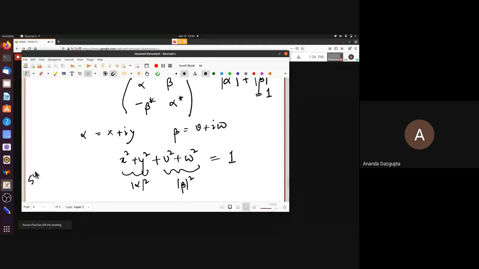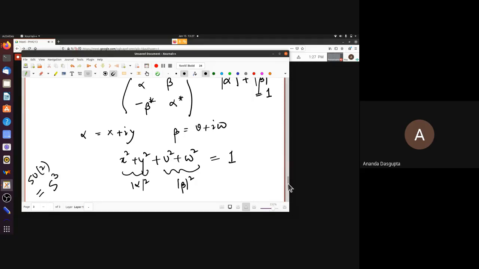So SU2's group manifold, the set of all points which are in one-to-one correspondence to SU2, is what? Set of 4 real numbers satisfying this condition. What object is this? This is the three-dimensional sphere. S3, of course, is a sphere which is embedded in 4 dimensions. But it's very simple to prove that every sphere is simply connected. That is, you take a loop on the surface of a sphere, you can always shrink it down to a point.